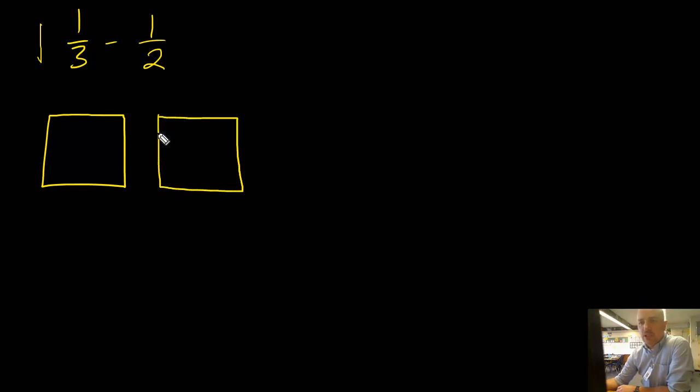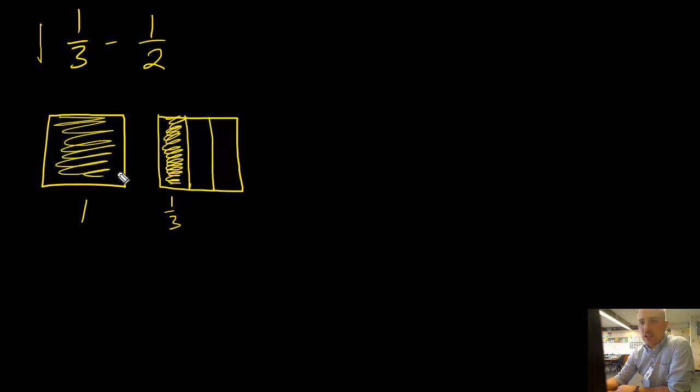What can we draw? I have one whole, okay? This is 1. And then I also have a third. So I'm going to need 2 boxes for this. I have my 1 and my 1/3. And if I look at it this way, here's my thirds. And I look at it this way, here's 1. I have 1/3 here, and I have my 1. And I can go ahead and shade all this in.